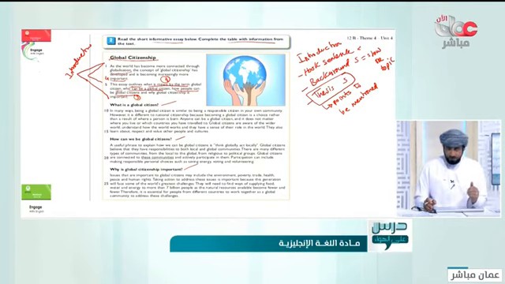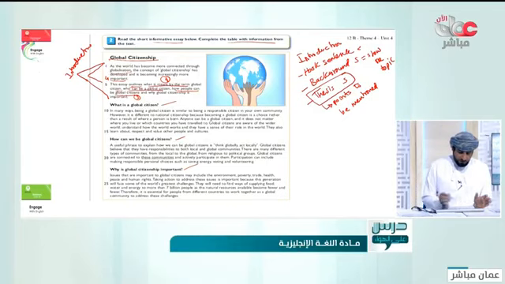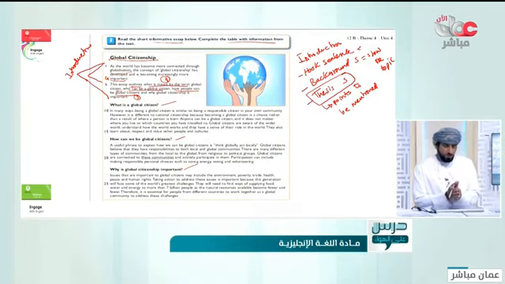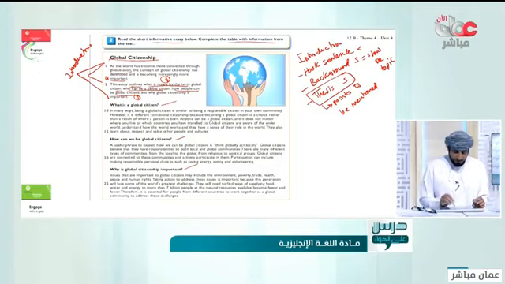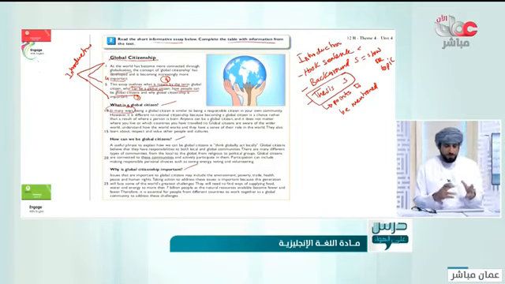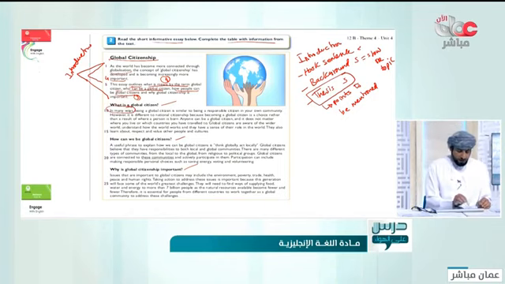So let's go to the body that we have. What is a global citizen? In many ways. So look, the writer here starts with this one. In many ways, comma, being a global citizen is similar to being a responsible citizen in your own community. Why do you think the writer started with in many ways? Why didn't he start with being global citizenship? Because we are going to talk after a while about something called cohesion, which is this one.